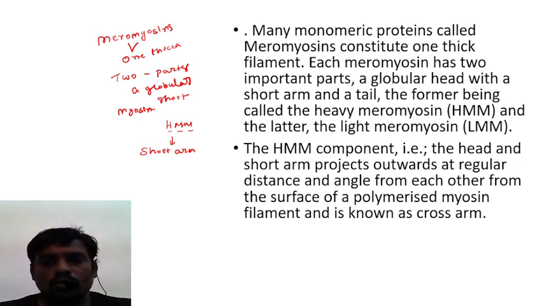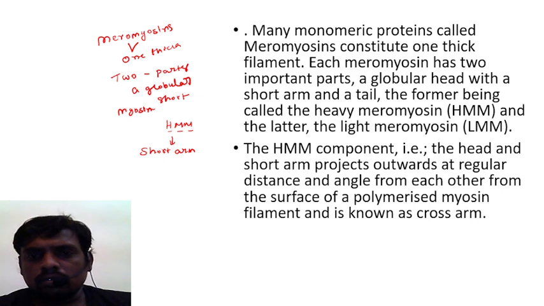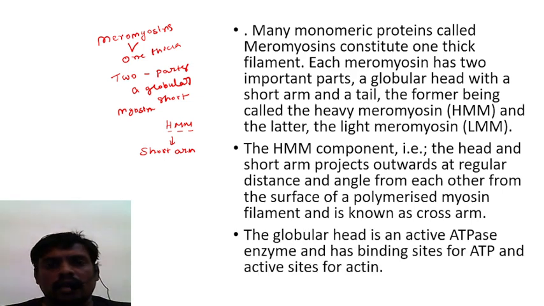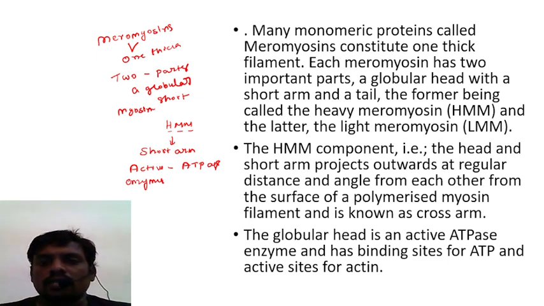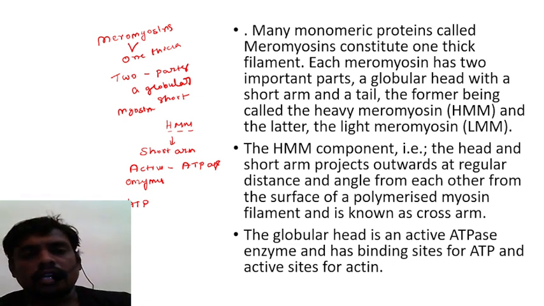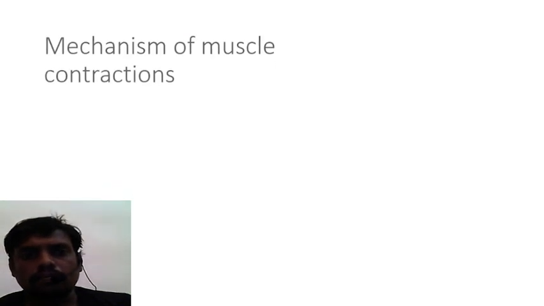So finally, the globular head has an active site for the ATPase enzyme. What is the use of the ATPase enzyme? It helps in the hydrolysis of ATP. Binding sites for ATP are also present, and active sites for ATP and active sites for actin are also present in the myosin.